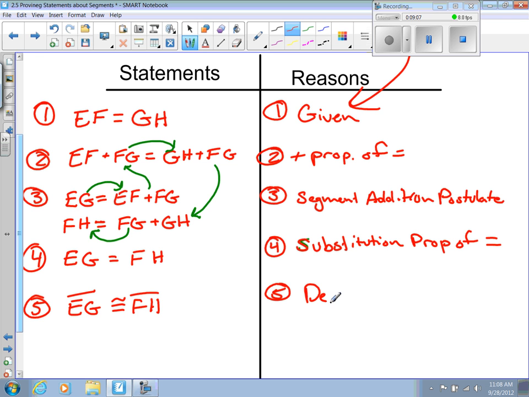If you remember the definition of congruence, the definition of congruence says they have the same measure for angles and same length for segments. So definition of congruence works basically both ways. If they have the same length, then they're congruent, and if they're congruent, they have the same length. So whenever you see a congruent sign go to an equal sign, or an equal sign go to a congruent sign, the reason is the definition of congruence.